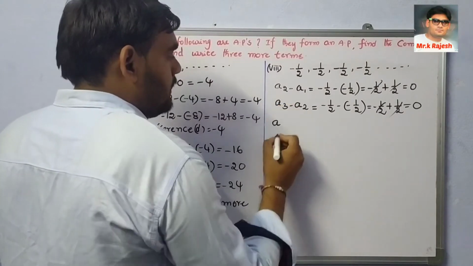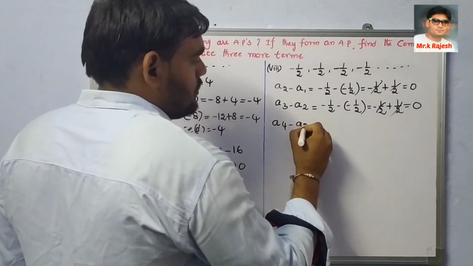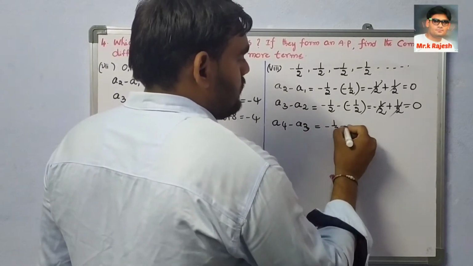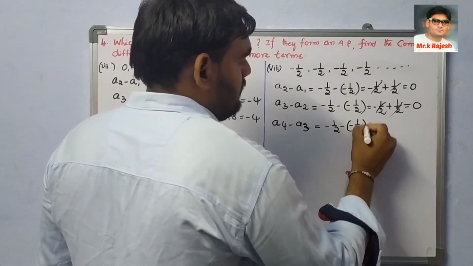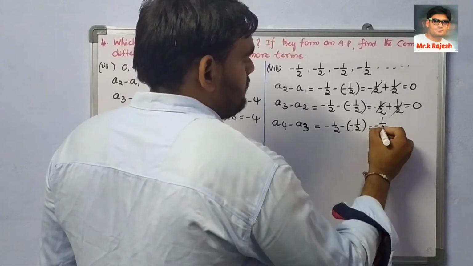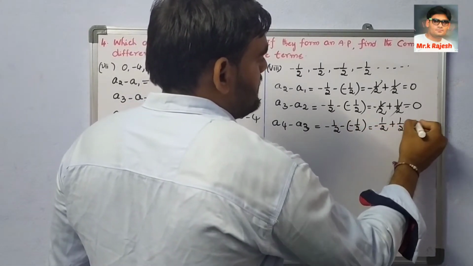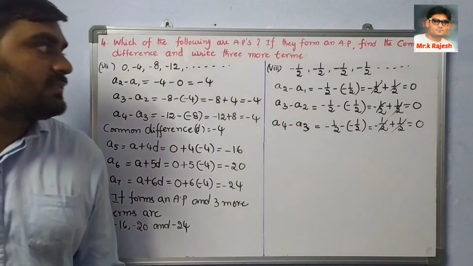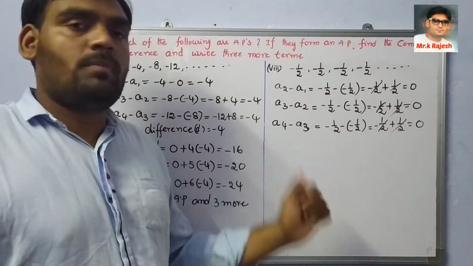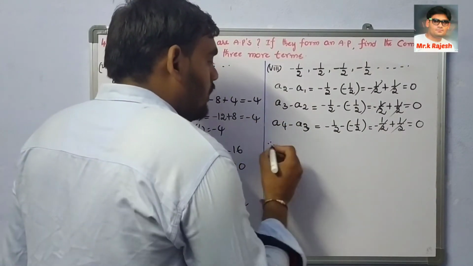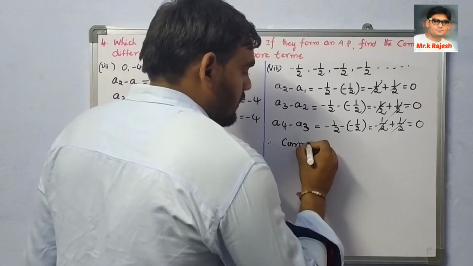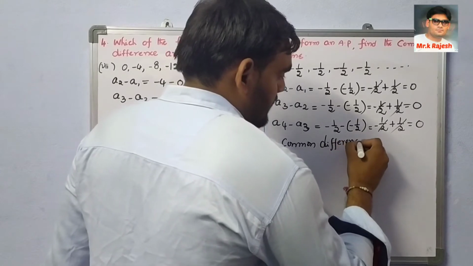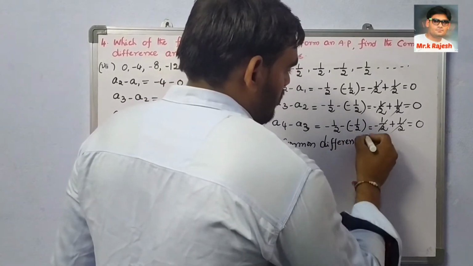Next, A4 minus A3 is equal to minus 1 by 2 minus of minus 1 by 2. Now we are getting minus 1 by 2 plus 1 by 2. Its value is 0, isn't it? So A2 minus A1 is the same as A3 minus A2 and A4 minus A3. Therefore, the common difference D is equal to 0.